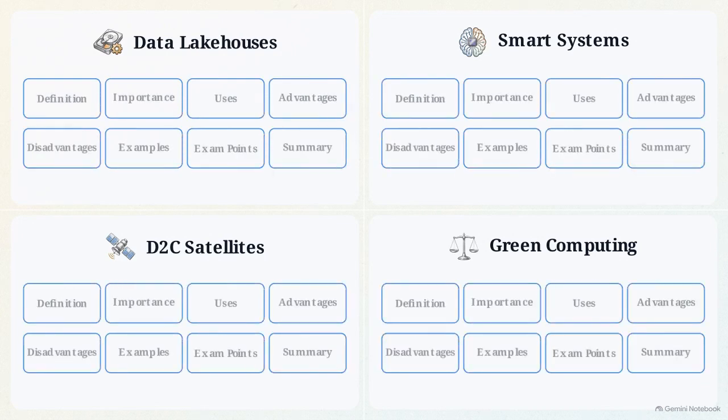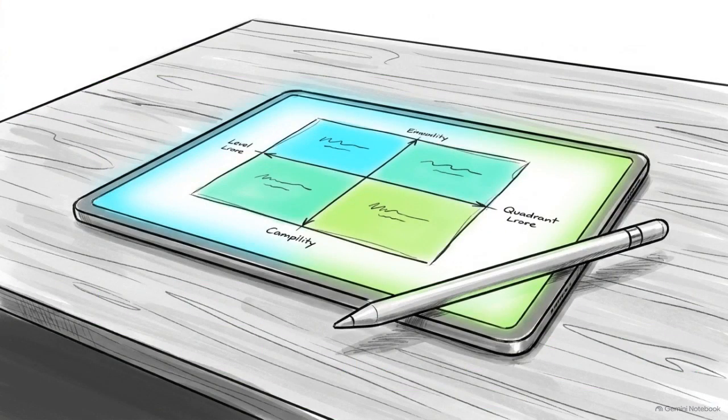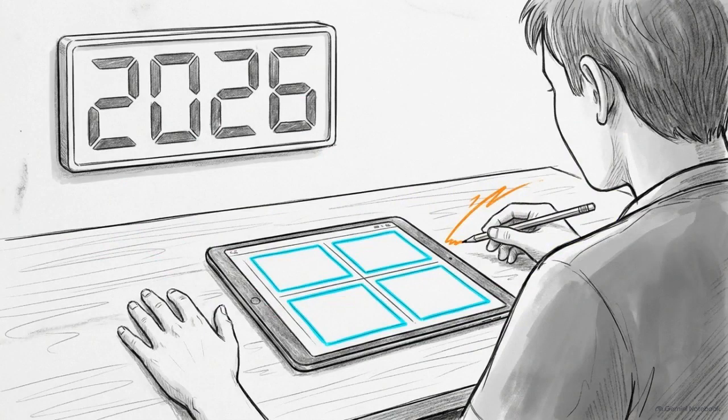This is your final cheat sheet. We have synthesized all 4 technologies: data lakehouses, smart systems, D2C satellites, and green computing into the 8-point dashboard. Capture this matrix for your records. You now have the definitions, real-world examples, and analytical trade-offs needed to succeed in your 2026 ICT evaluations.